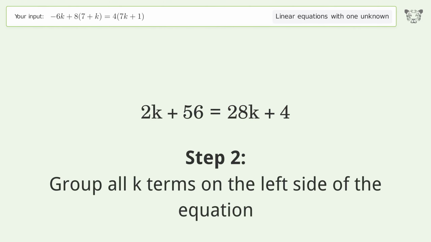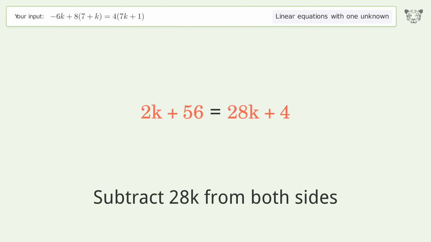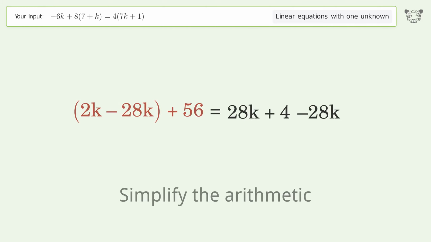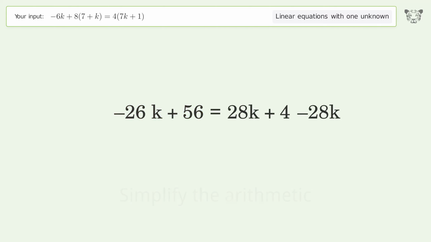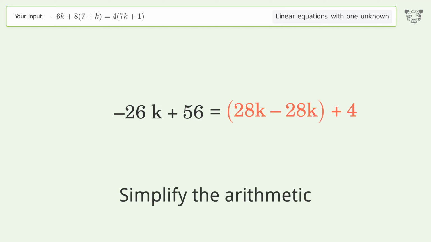Group all k terms on the left side of the equation. Subtract 28k from both sides. Group like terms. Simplify the arithmetic. Group like terms. Simplify the arithmetic.